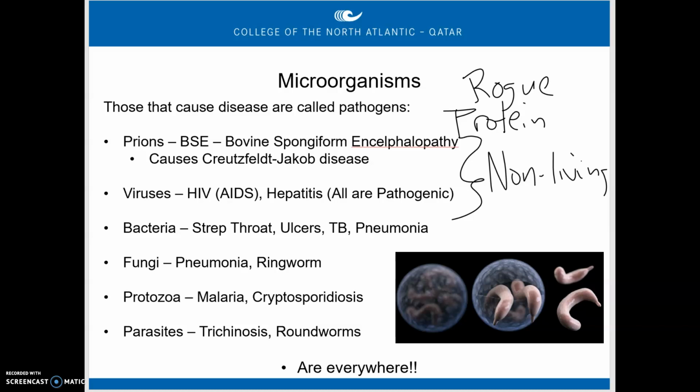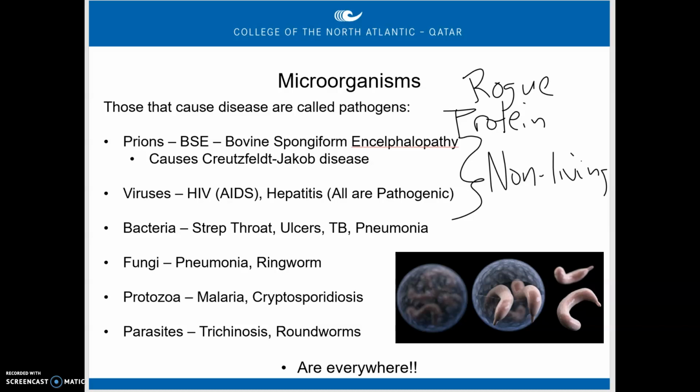The rest of them, the bacteria, for example, and you're quite familiar with bacteria, can cause strep throat, streptococcus infection in your throat. It can cause ulcers in the stomach, tuberculosis that we just talked about. It can cause many different forms of pneumonia, which is an infection of the lungs. The rest of these, the bacteria, the fungi, the protozoa, and the parasites, these are all living organisms. Bacteria, of course, are the prokaryotic cells.